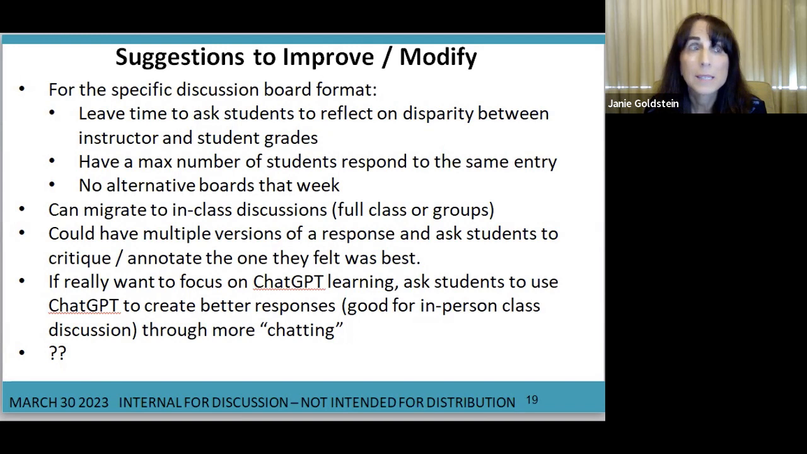I was reading about an instructor at a university in England who used multiple versions of a response and asked students to critique or annotate the one they felt was best. That was an assignment, and it looked pretty interesting. And if we really wanted to focus on ChatGPT learning, while also focusing on my course concepts and doing this online, you could ask students to use ChatGPT, once it gives the initial response, to create better responses. So you engage more with ChatGPT, you actually chat with it, and you tweak and improve the response it gave you. I know my kids are really good at doing that, and that's apparently how a lot of people are using it. That's one thing I didn't get into with this exercise. So the next point is question marks, so that we can discuss other ways of leveraging ChatGPT.